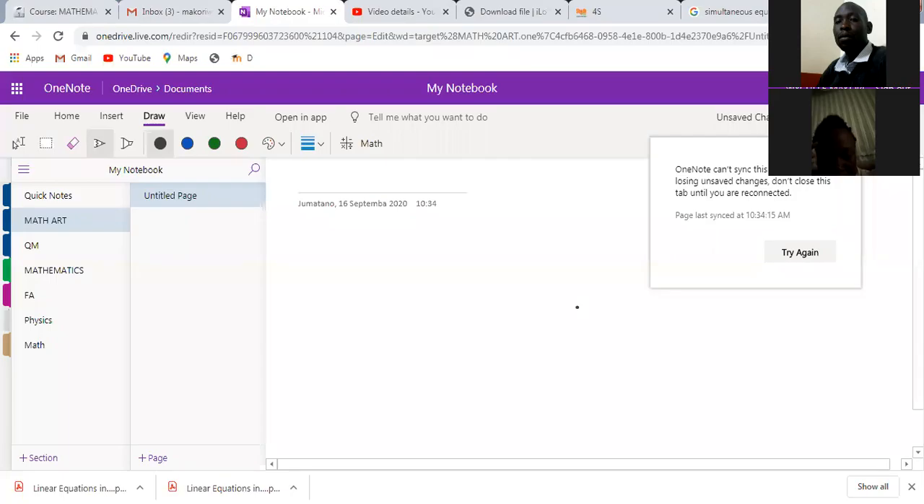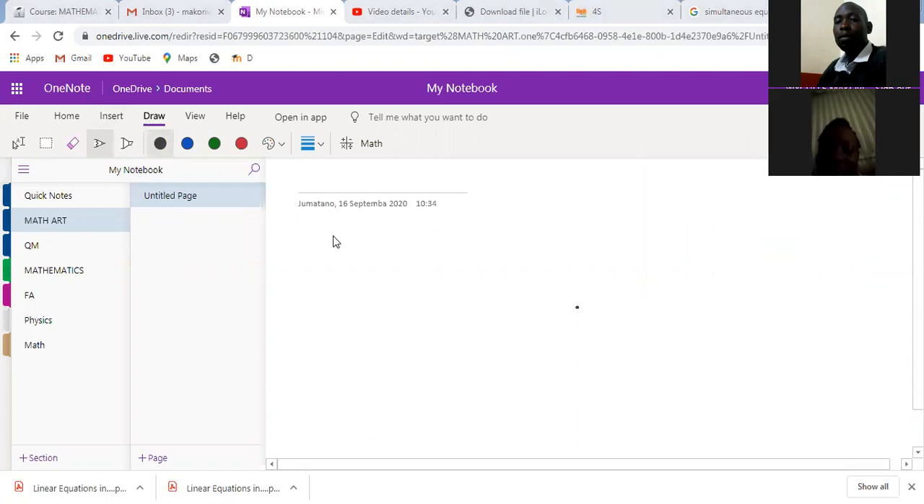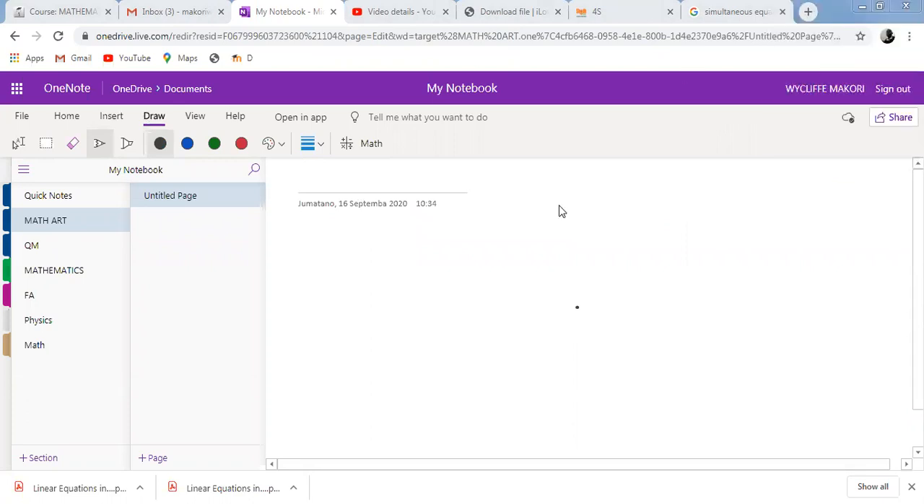Are you able to see the board? Yes. You are able to see the board, eh? Okay, if you are able to see the board, then well and good. So this is what we are going to do. Let me minimize you.